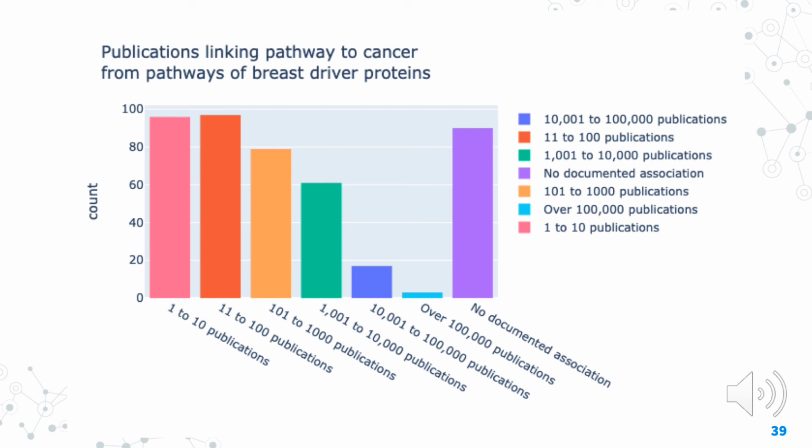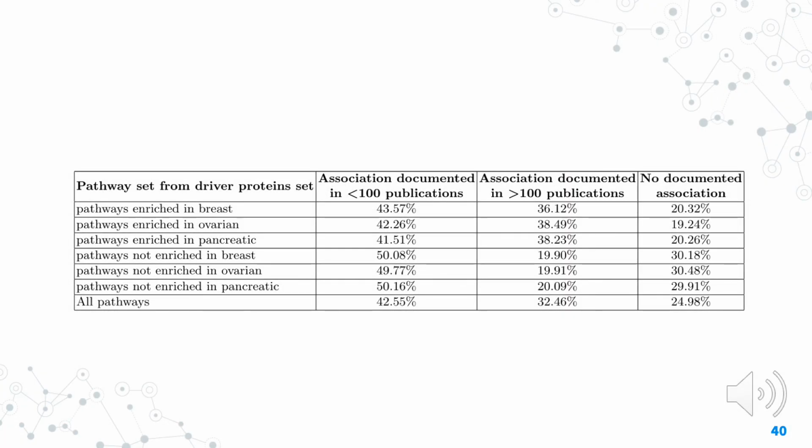We also found that the driver proteins we found for each cancer enriched pathways with statistical significance that about 80% of the time have been linked with cancer. Here we can see that that's about 10% more pathways than those not enriched by our driver proteins.